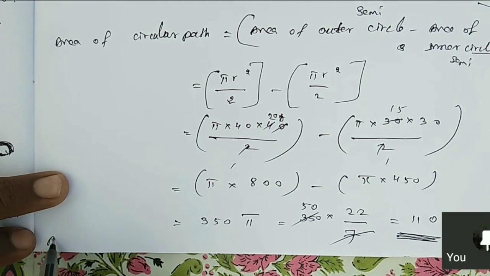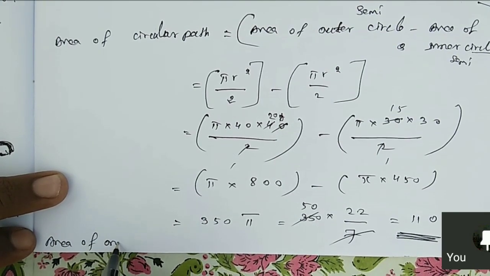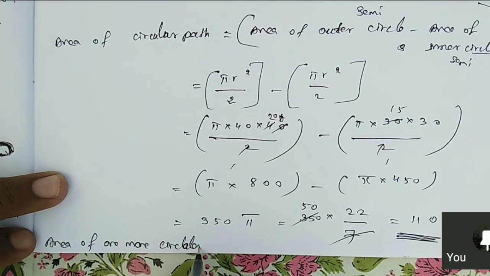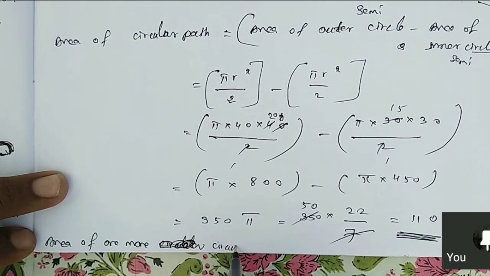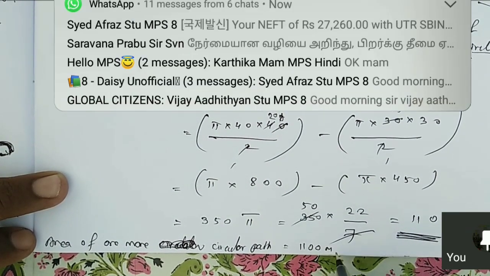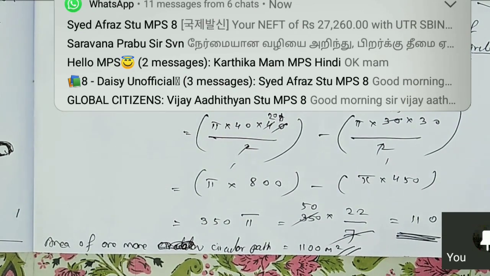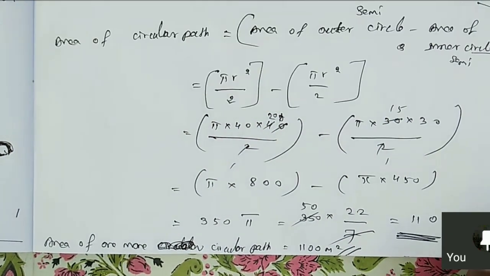What about the one more path? Area of one more circular path, what is it? The same value, right? Okay. Now we can sum all the values and we will get the answer, right?